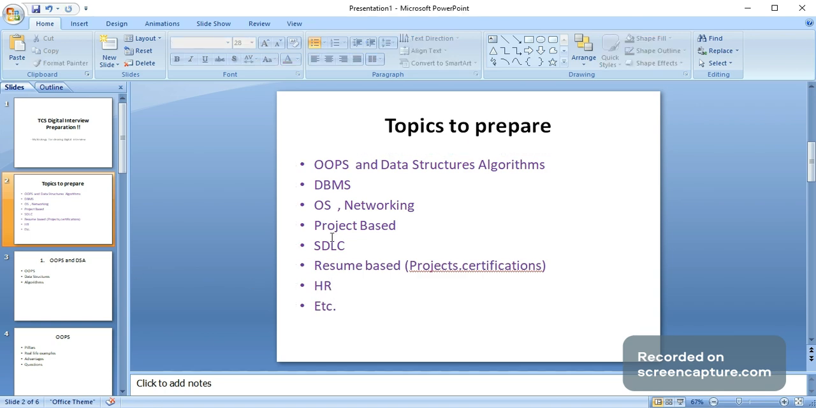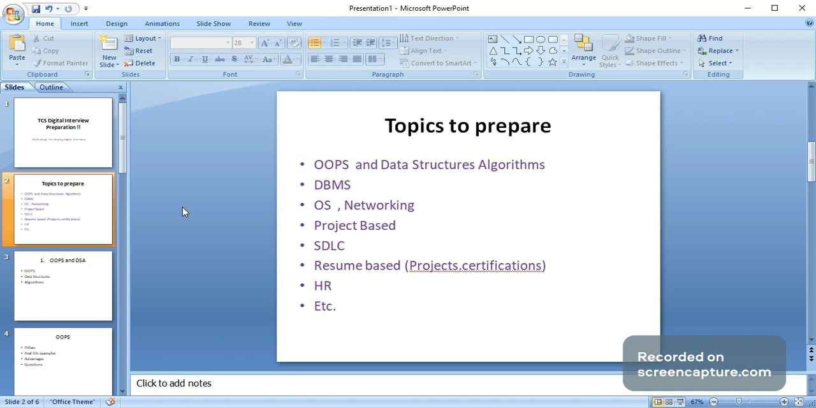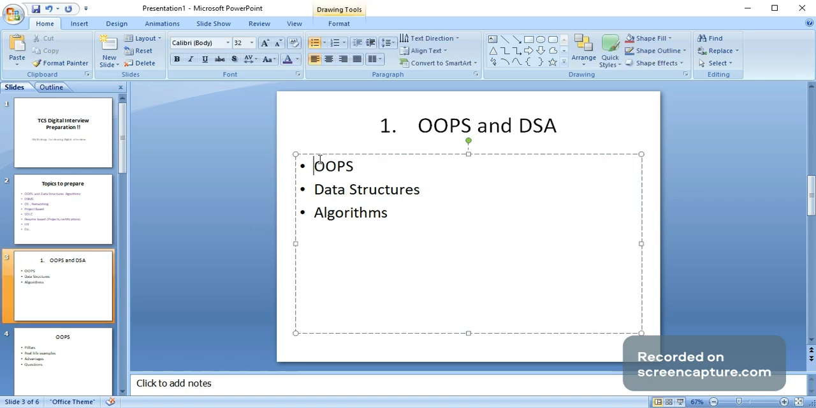Now what we are going to do is look at OOPs and data structures and algorithms. I will be telling you how to prepare and what to prepare in each of these topics so that you can clear the interview. Now, starting with object oriented programming and data structures and algorithms, we have three sections: OOPs, DS, and algo.